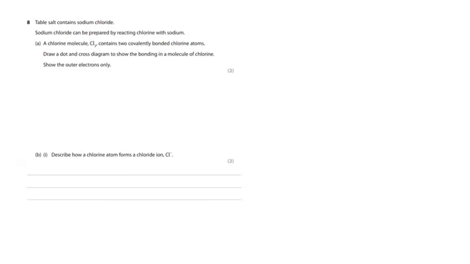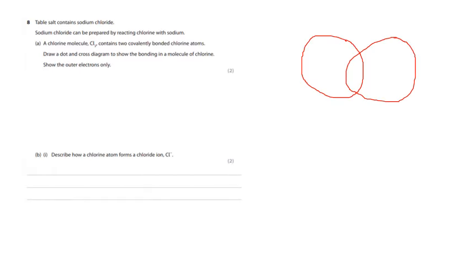Table salt contains sodium chloride. Sodium chloride can be prepared by reacting chlorine with sodium. A chlorine molecule contains 2 covalently bonded chlorine atoms. Draw a dot and cross diagram to show the bonding in a molecule of chlorine. So Cl2. Cl2 is 2 chlorines joined together covalently. So there's your 2 chlorines joined together.